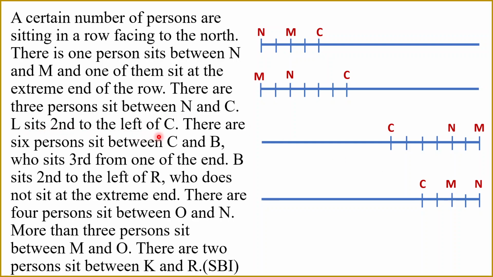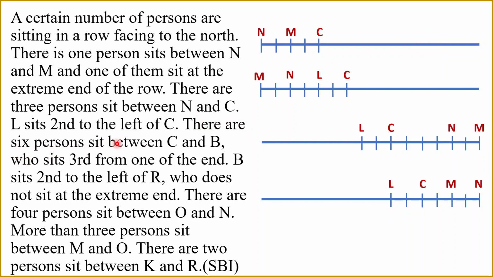L sits second to the left of C. So in case number 1, second to the left of C, M has already occupied that position, so we cannot place L here. So our case number 1 is wrong. Case number 2, we'll place L here because L is second to the left of C and they all are facing the north direction. In third case, second to the left of C means this place, so we are going to place L here. And in fourth case, second to the left of C means this place, so we are going to place L here.